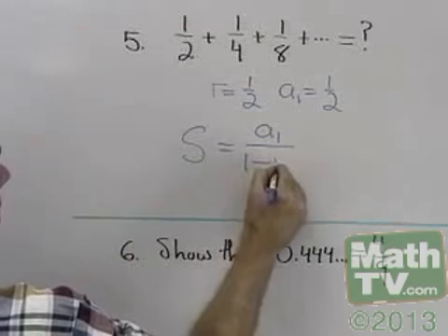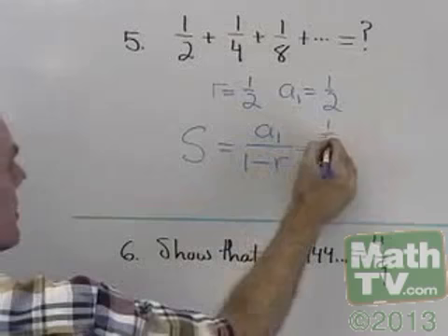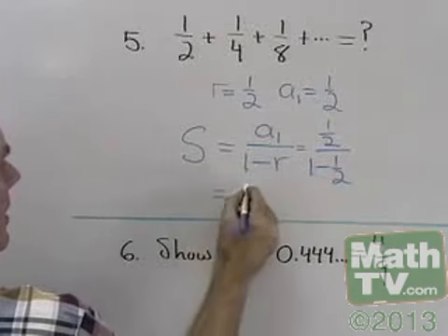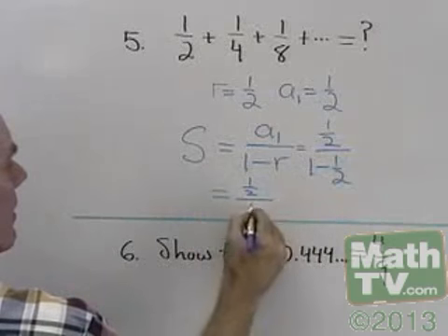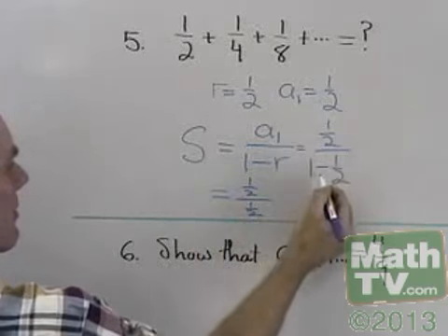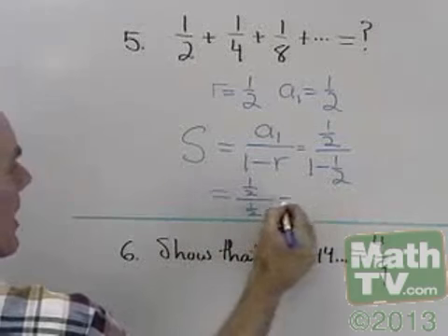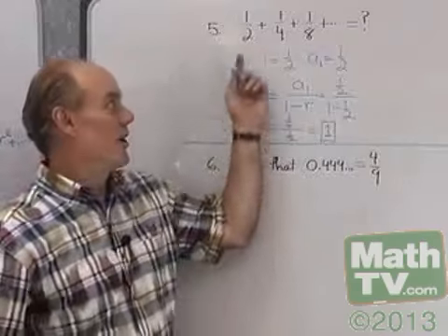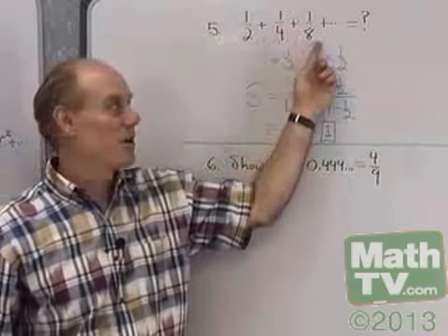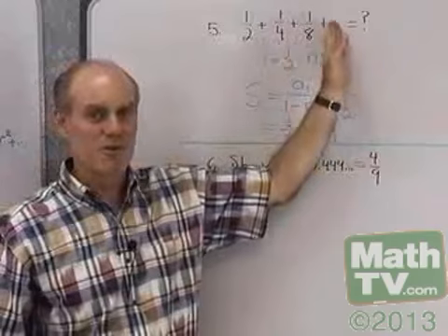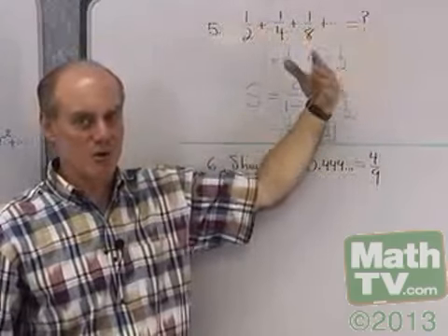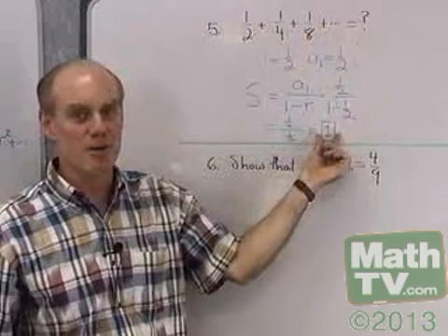According to my formula, the sum of all the terms is going to be the first term, A1, over 1 minus R. I substitute in, I get 1/2 over 1 minus 1/2. That's 1/2 over 1/2, which is just the number 1. So in fact, it's true that 1/2 plus 1/4 plus 1/8 plus 1/16 plus 1/32, and so on and so forth, that infinite sum converges to, or we might say adds up to, just the number 1.